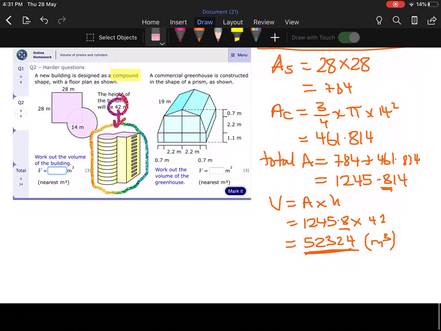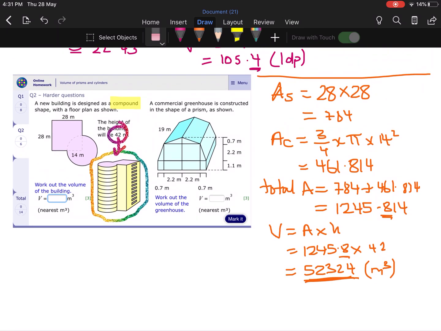And then on to the last question, which is a commercial public greenhouse constructed in the shape of a prism. So we've got to work out the area of this front face first, and then we've got to multiply it by 19, because that's going to be the length of it.